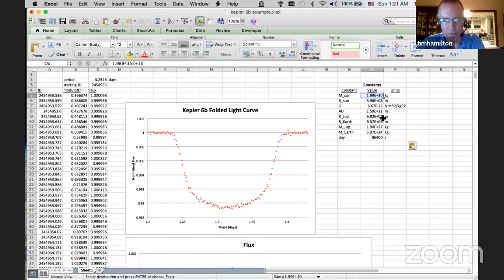The mass of the sun is roughly 2 times 10 to the 30th power kilograms. The radius of the sun in meters, Newton's gravitational constant, capital G, in newton meters squared per kilogram squared. AU is the astronomical unit, the distance from the Earth to the sun. The radius of Jupiter, because we often measure the sizes of extrasolar planets in Jupiter radii. The radius of the Earth, because some of them are smaller. The mass of Jupiter, the mass of the Earth, and for that matter, the length of the day in seconds.